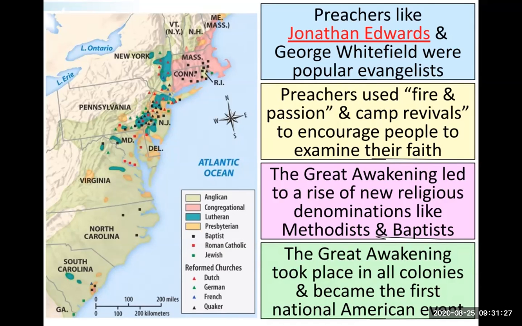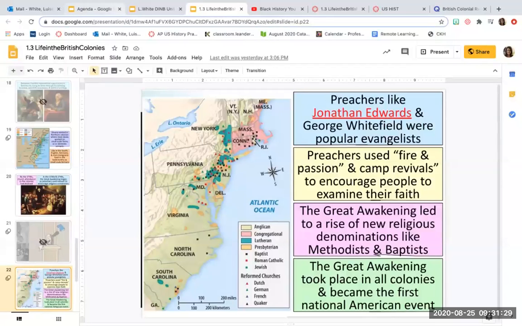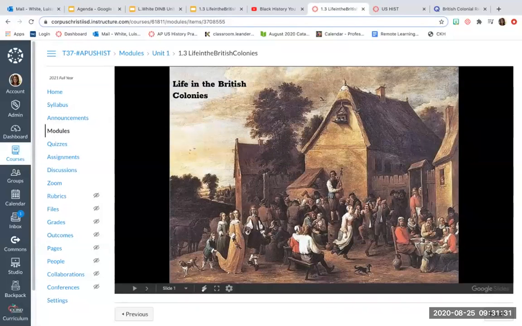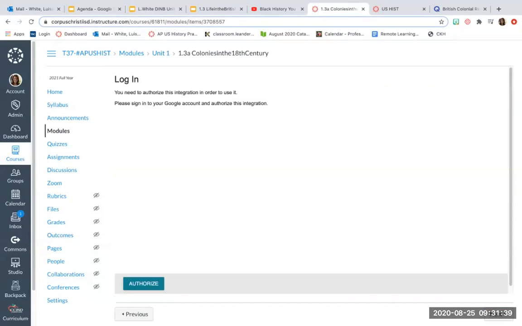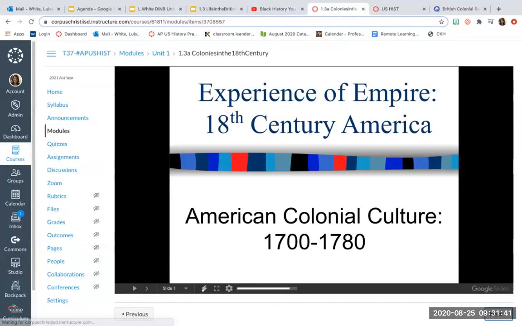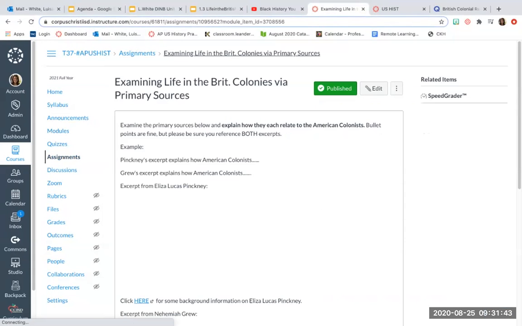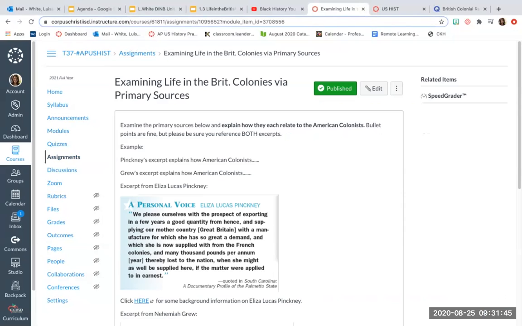Okay, I'm going to show you your assignment for today. It is in your Canvas modules. Let me move that over real quick. Here you are on your slides. If you click next twice, this 1.3a is just an extra thing for you if you need to look over that. But this is your assignment for today, examining life in the British colonies via primary resources.